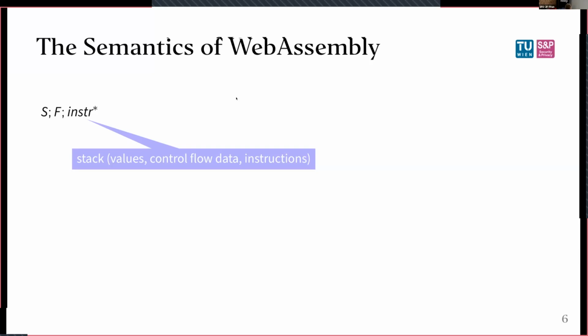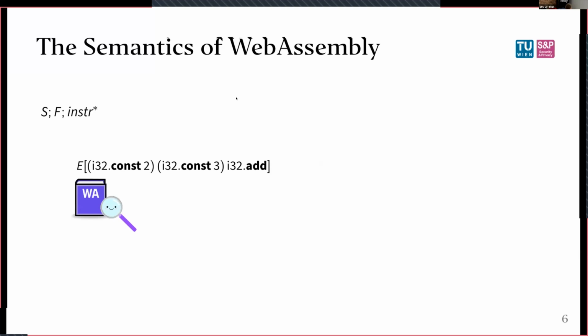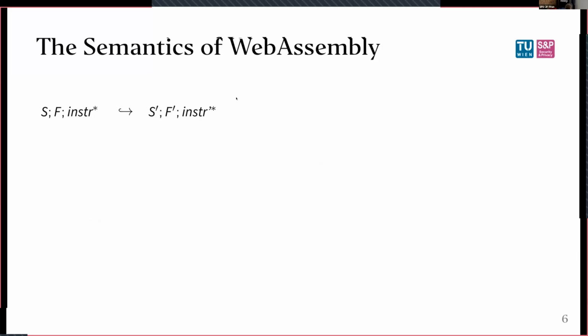So how does WebAssembly work? How is progress specified in the semantics? We factor this instruction list into an evaluation context that looks, for example, like this. Then we look in the WebAssembly semantics for a rule that works with an evaluation context shaped like this. We say, well, we will rewrite this to this, and then we go from this configuration to this configuration. As we heard today already, the problem is that this is slow.